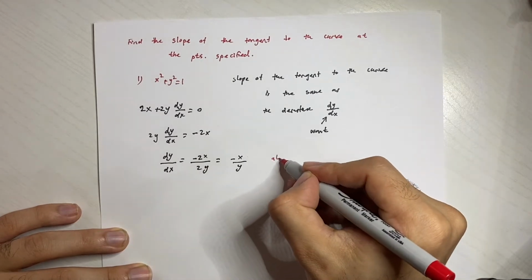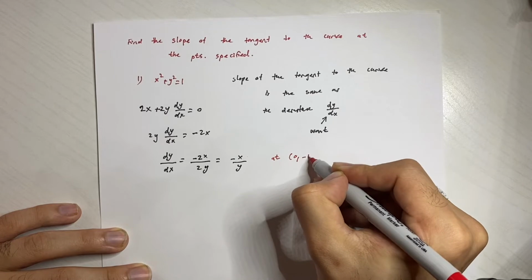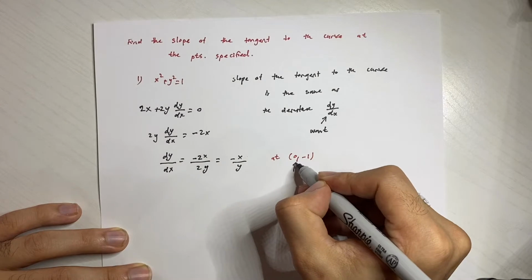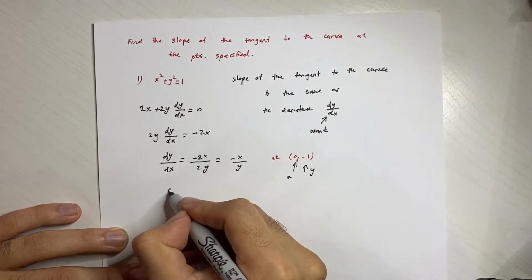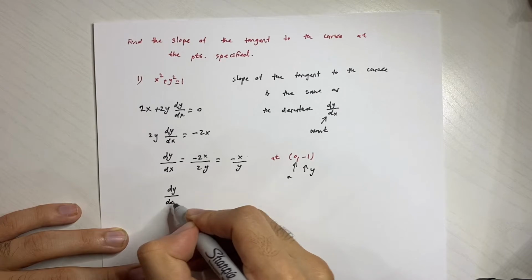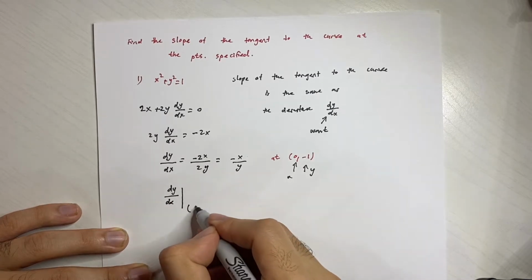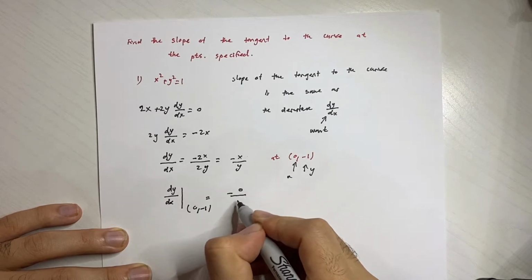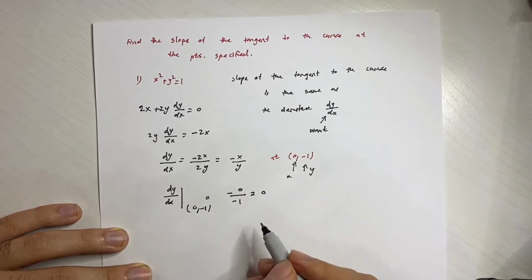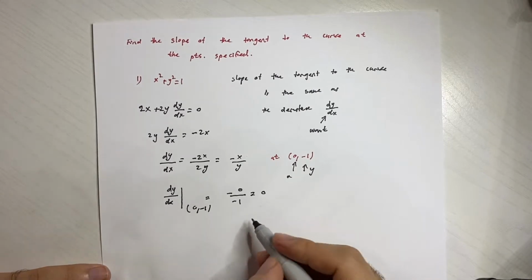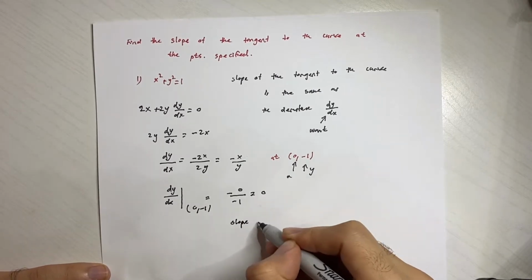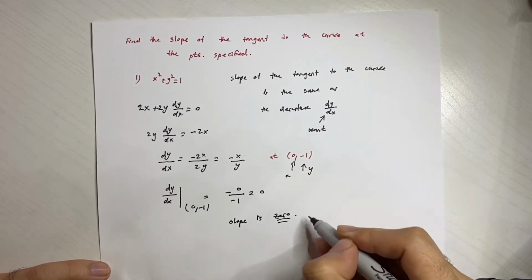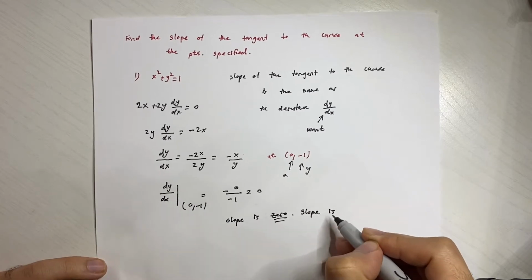Now the given point in the question is 0 and minus 1. To find the slope at that point, we plug these values into the derivative. So this can be written as dy/dx evaluated at (0, -1). It's going to be minus 0 over minus 1, and that is 0. So what does that mean? This means the slope at this given point is 0, which means the tangent at this point is horizontal.